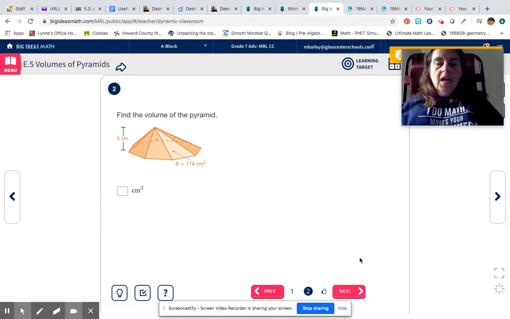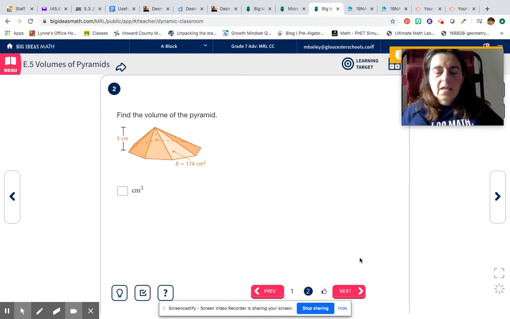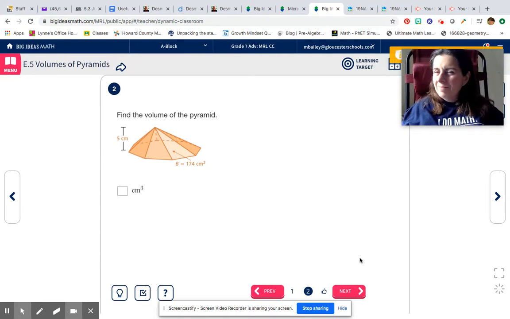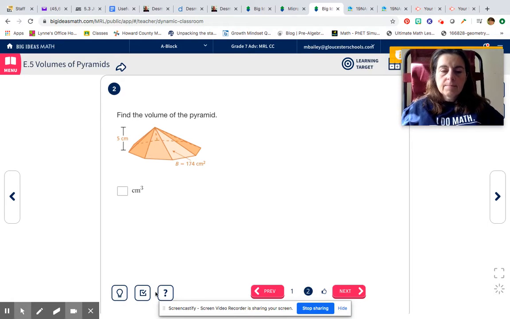Let's try another example. Here you have a 1, 2, 3, 4, 5, 6, 7, 8, I think, 8-sided base. So that would be an octagonal pyramid. It also seems to be oblique, sort of like slanty. So the area is measured on the outside. Go ahead and see if you can find the volume of this pyramid. Did you get 290 cubic centimeters? If you did, good job.